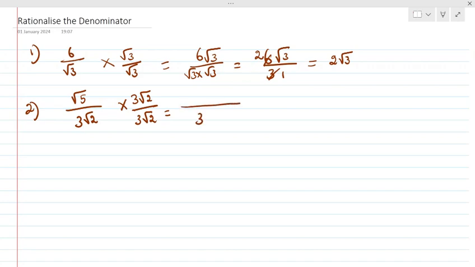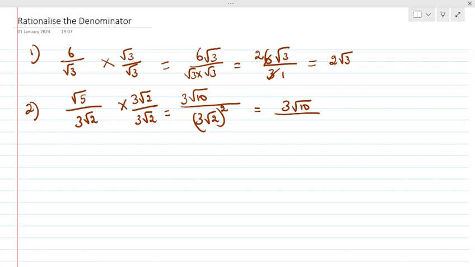So in that case the denominator will become 3 root 2 the whole square, because we have 2 times 3 root 2. And in the numerator, the whole numbers will be multiplied together and the square root numbers will be multiplied together. So 3 will become 3 only, because here we do not have any whole number next to that. 3 into root 5 into root 2 is root 10. So we have 3 root 10 divided by 3 root 2 into 3 root 2.